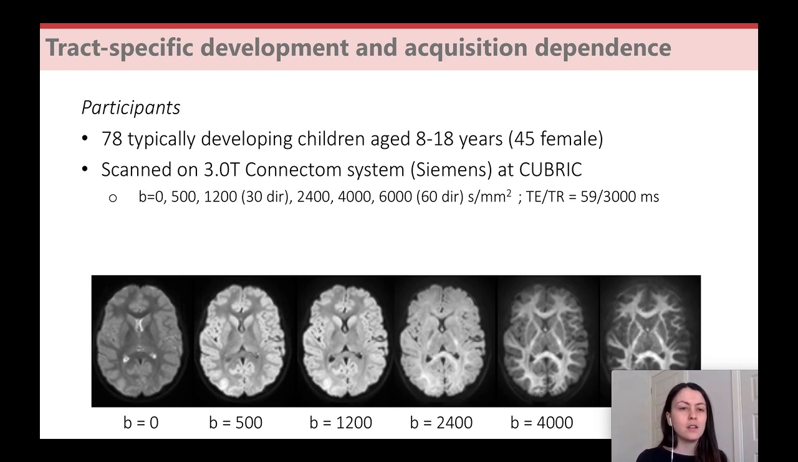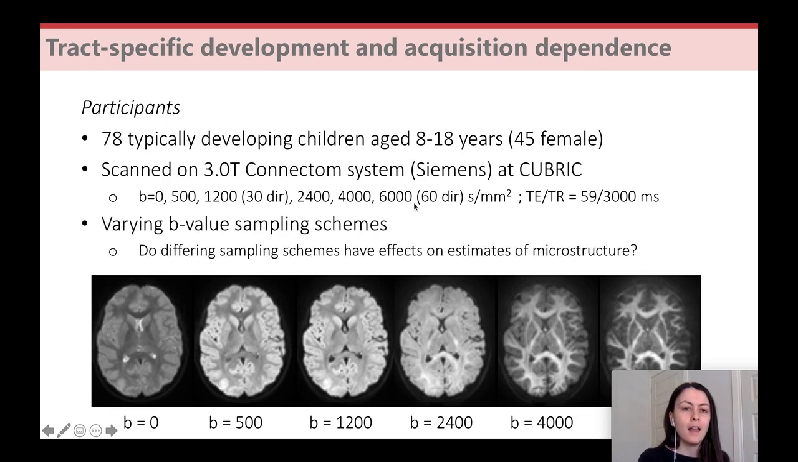In this particular group, this was acquired at Cubric. 78 typically developing children were scanned, and we acquired this multi-shell diffusion acquisition with b-values ranging from 0 up to 6,000. And you can see here in this image that the higher you go in terms of b-values, so this is 6,000, the greater specificity you have to the intra-axonal water. So any inferences you have on the microstructure should be more accurate at the higher b-values.